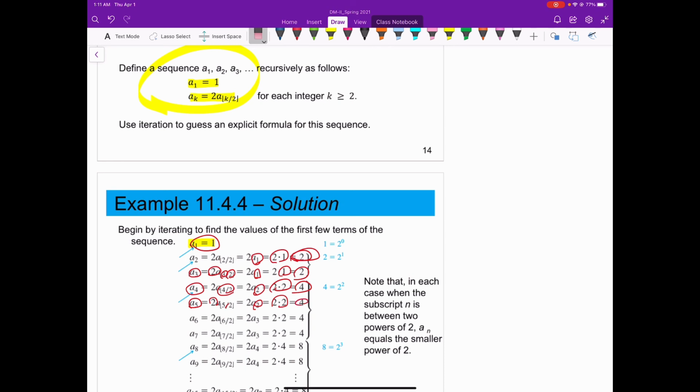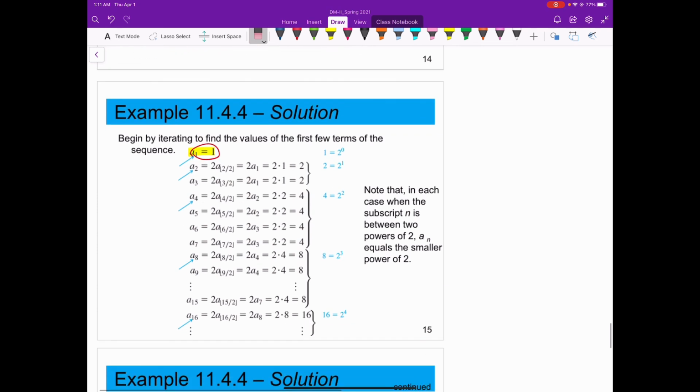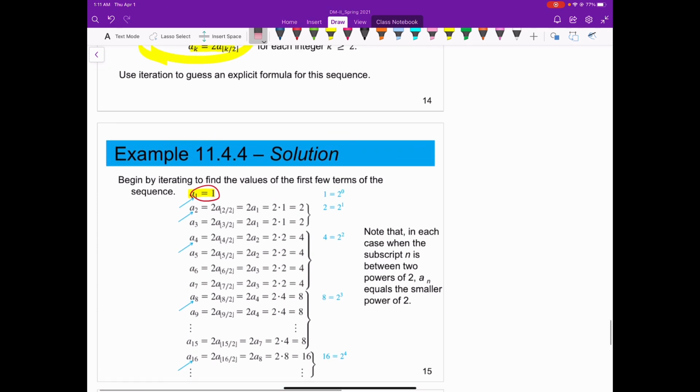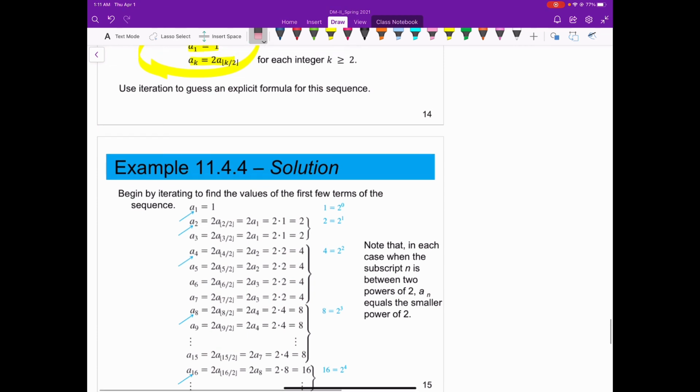So you can keep on doing that and just get these values. The nice thing is there's a pattern in these values. This is a single value, you could just write it as 2 to the power 0. And all these values are 2's.